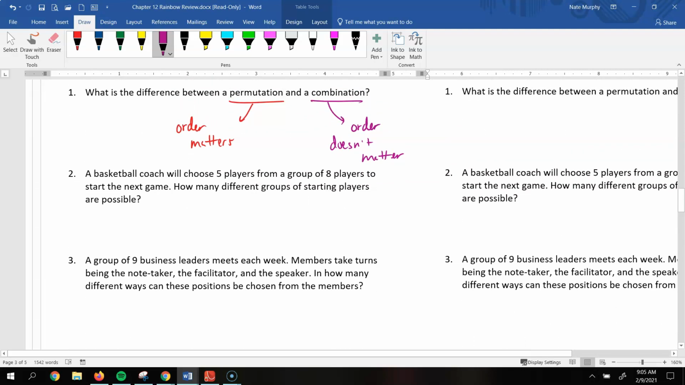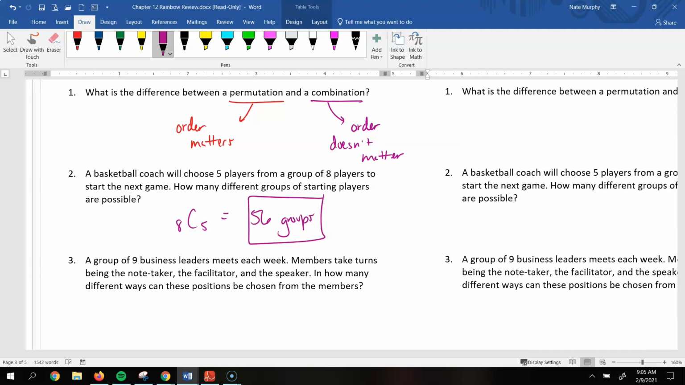Starting with number 2, it says a basketball coach will choose 5 players from a group of 8 to start the next game. How many different groups of starting players are possible? Well, does it matter the order that he selects them? It doesn't say anything about that. So the order here does not matter. So this is a combination. There's 8 players, and he's going to be choosing 5 of them. You can do that on your calculator, and you get 56 groups. There's 56 different groups that he could create, selecting 5 players of the 8.